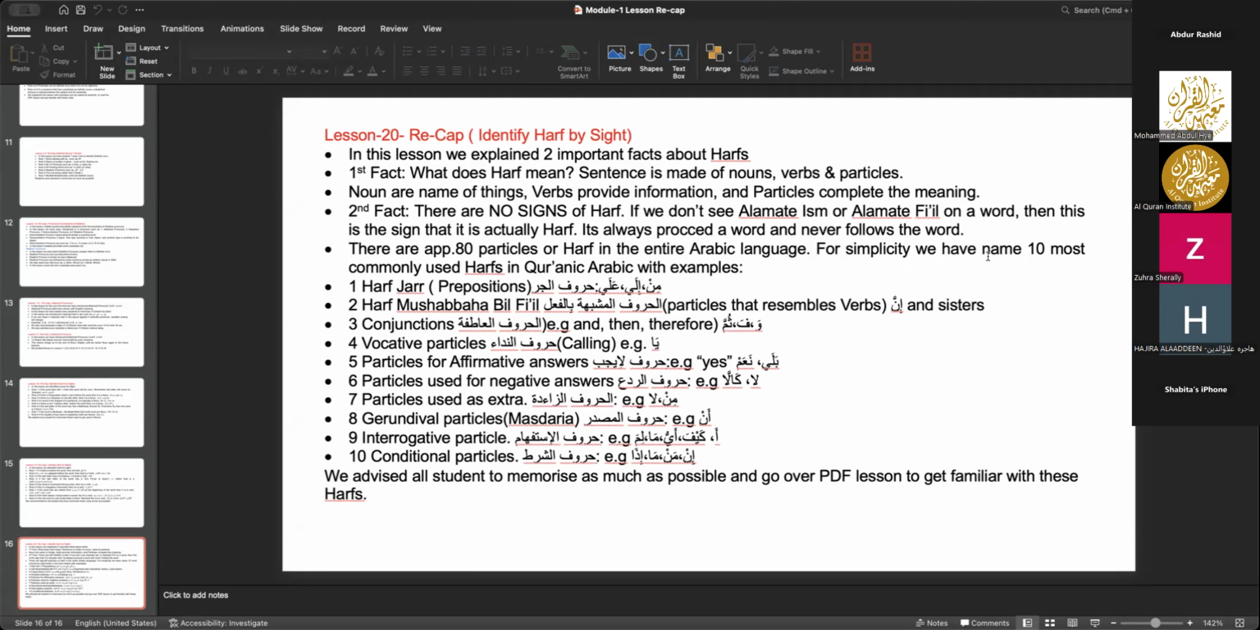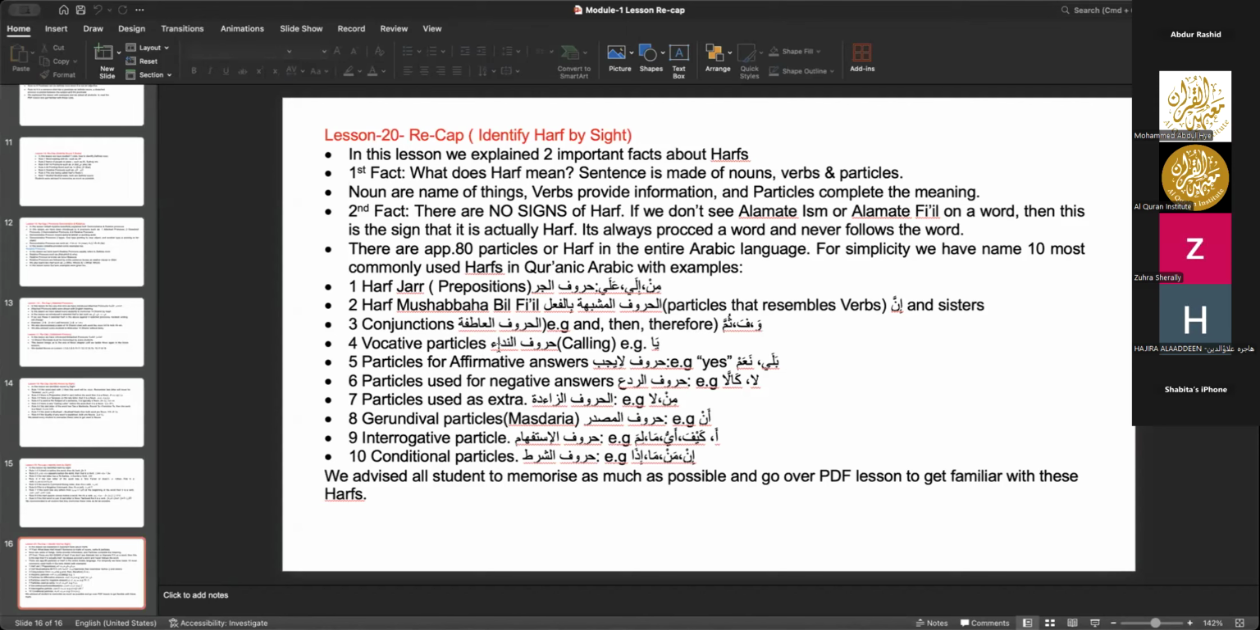For simplicity, we have named the 10 most commonly used harf in Quranic Arabic with examples. Number 1, harf al-jar, preposition, like min, ila, ala. Number 2, harf mushabbaha bil fi'l, for example, inna, and I have a full chapter on inna and ka'anna. Inshallah, we'll explore this, but now we just need to know what harf mushabbaha bil fi'l does. Number 3, conjunctions, for example, and, then, therefore: waw, fa, thumma.